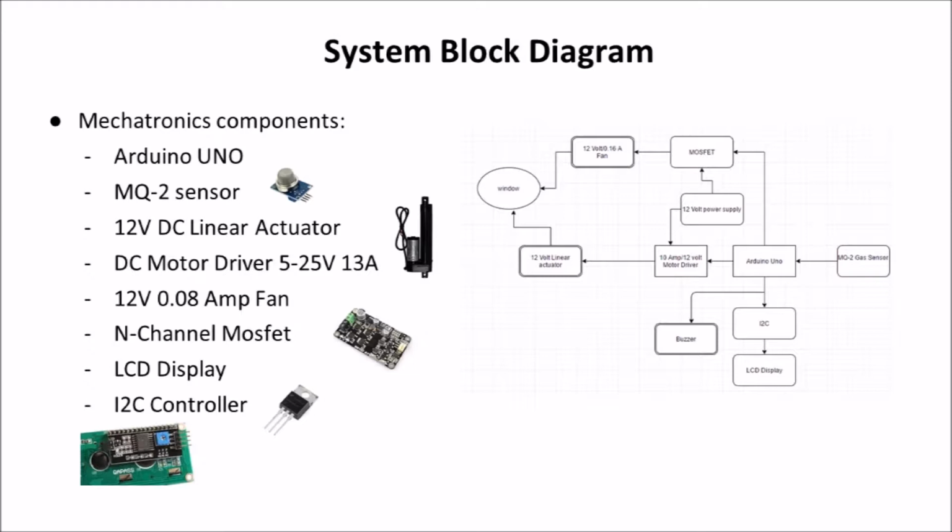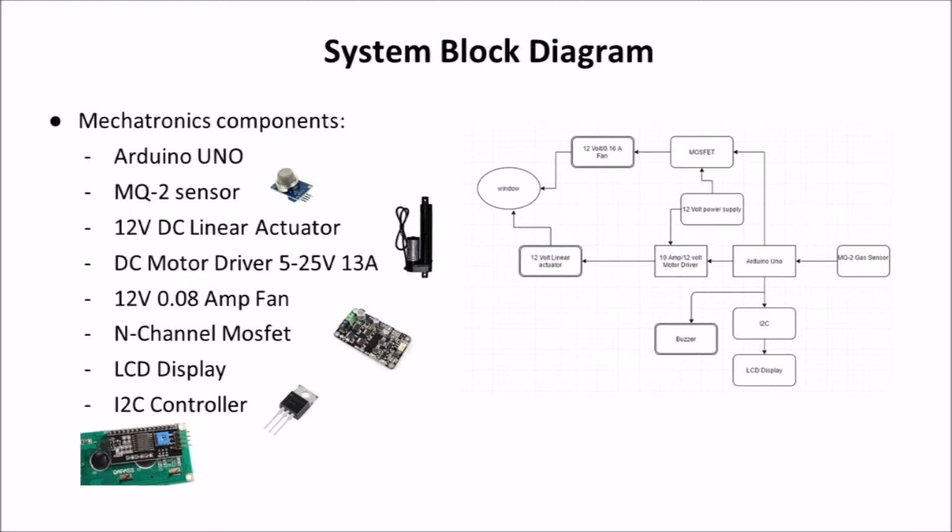For our first motor, we had a 12-volt DC linear actuator. It had a stroke length of 4 inches and a maximum current draw of 4 amps. To control this linear actuator, we had a DC motor driver that was capable of controlling motors with a voltage range between 5 and 25 volts and a current range of up to 13 amps.